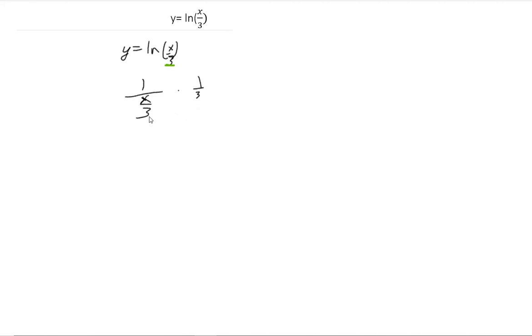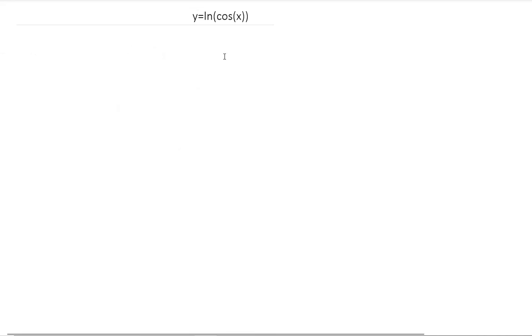To see what cancels, we multiply by the reciprocal, 3 over 1, and we notice that it cancels out the 3. That leaves us with dy/dx being equal to 1 over x. So this one simplified into something very nice. These other ones will not.